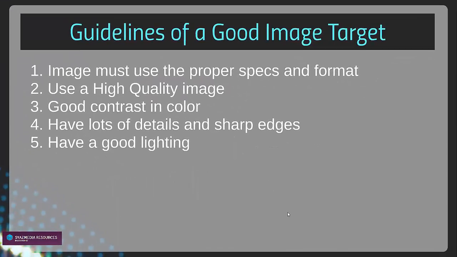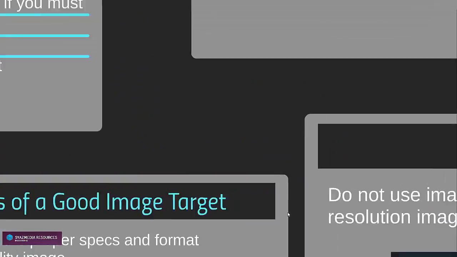So, what are the guidelines of a good image? The first thing that you need to make sure is that the image must use the proper specs and format. And number 2, you need to use a high quality image, good contrast, have lots of details and sharp edges, and obviously you also need good lighting. So, let's see.